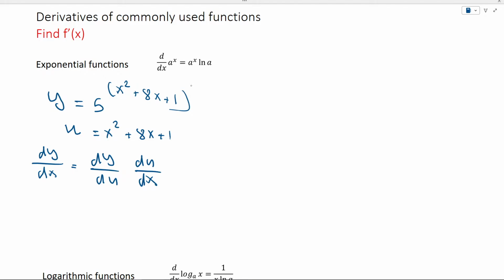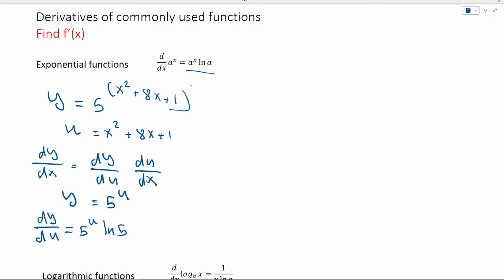So here, basically I can rewrite this guy as 5 to the power u. And then dy with respect to du, like we look here at this guy, I'm solving one by one. So dy with respect to du, that would be 5 to the power u ln 5.